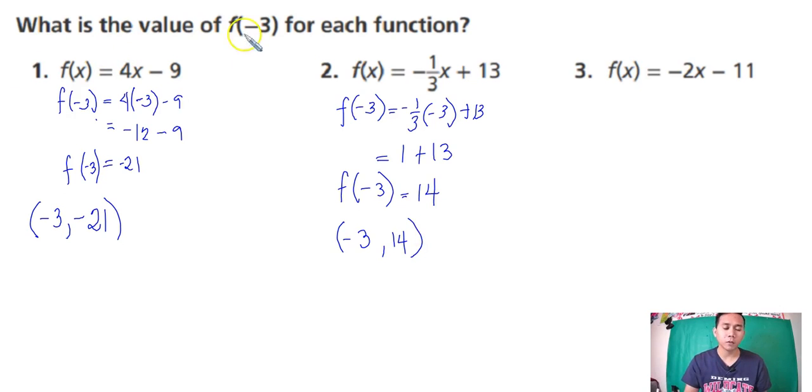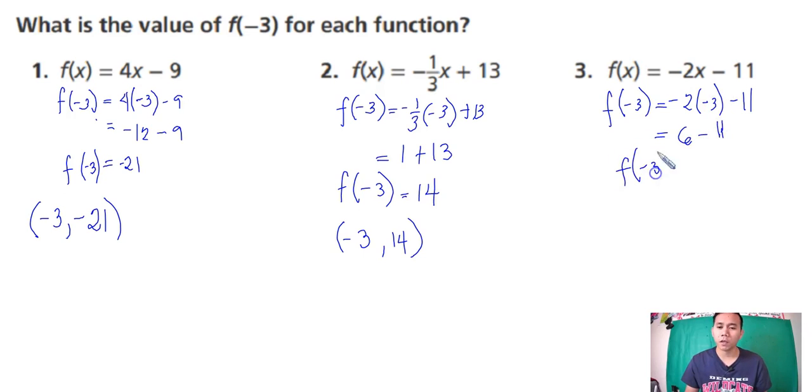Okay, number 3. f(x) is equal to negative 2x minus 11. Again, the same value of x, which is negative 3. So f(-3) is equal to negative 2 times negative 3 minus 11. This will be positive 6 minus 11. So f(-3) will be negative 5. So we have negative 3, negative 5.